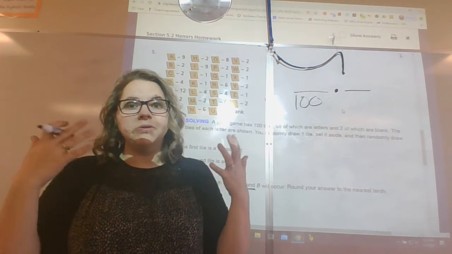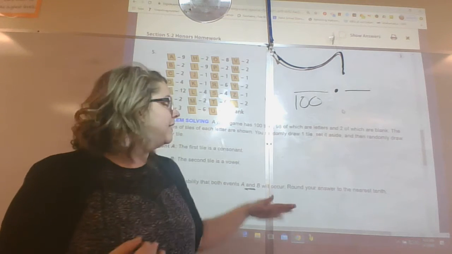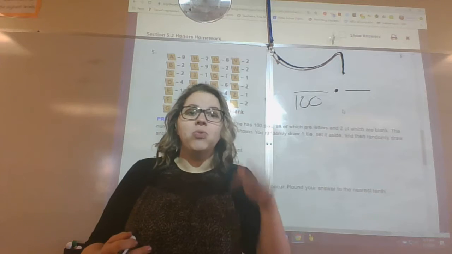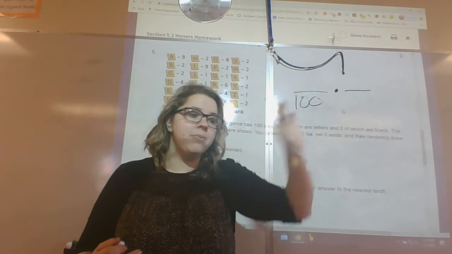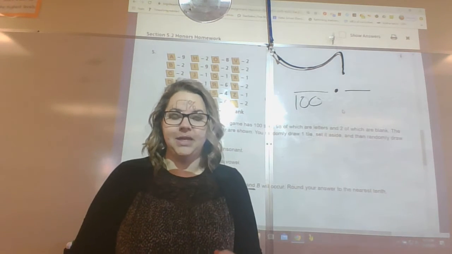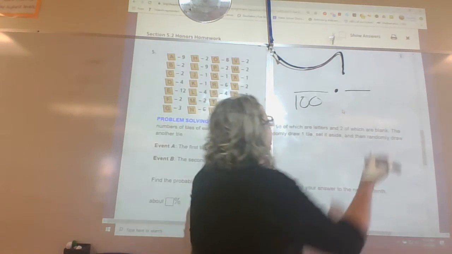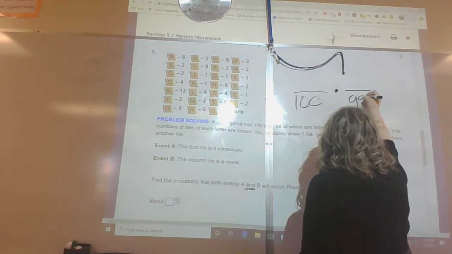So now remember what I was saying for the first part. Okay, so event A, we have 100 tiles to choose from. And event B, we don't have 100 because we already picked one up and we put it aside. We didn't put it back in our bag or box or whatever we have these tiles in. So now I only have 99 tiles to choose from.